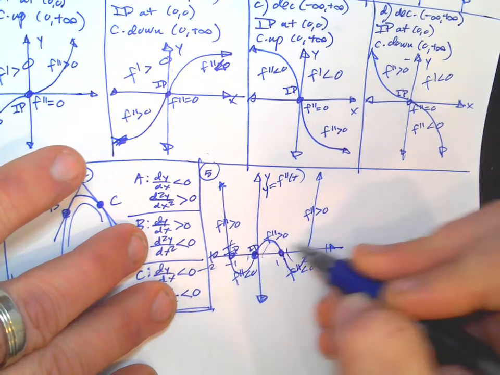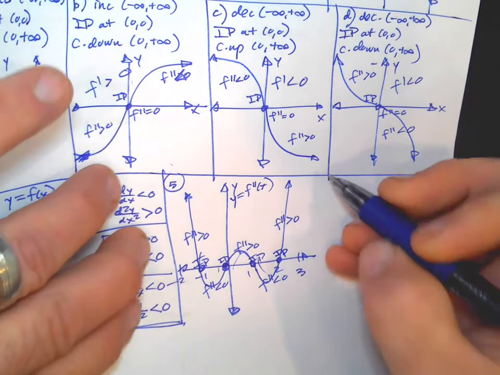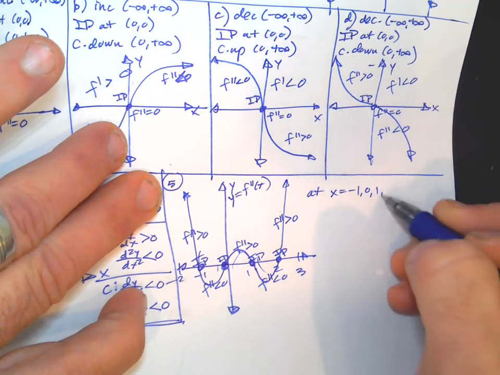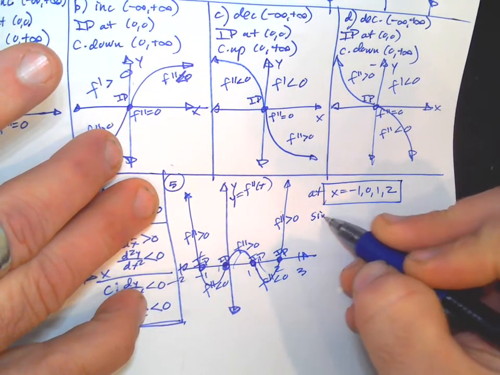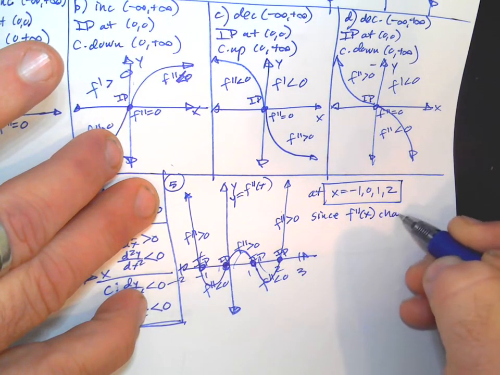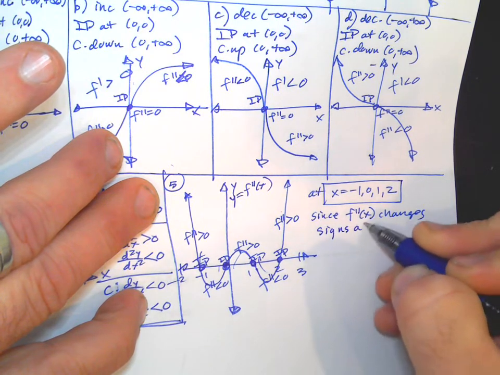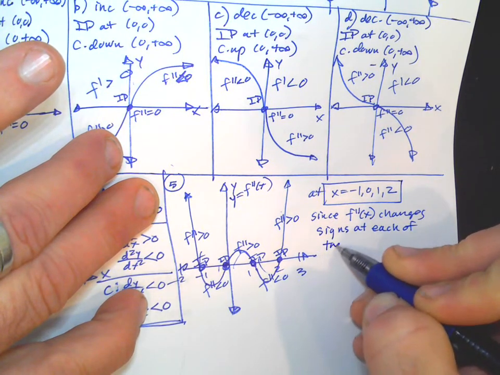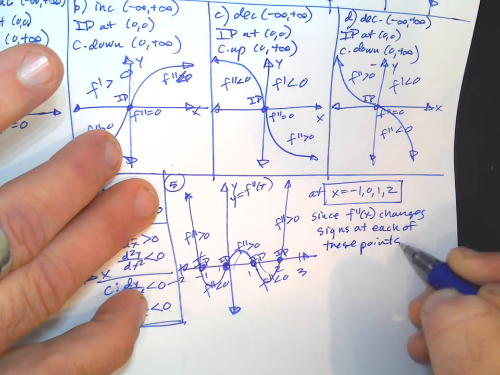So you get one here, here, here, and here. So we have inflection points at x equals -1, 0, 1, and 2. The reason is that f double prime of x changes signs at each of these points. It changes direction at each of these points. So something like that.